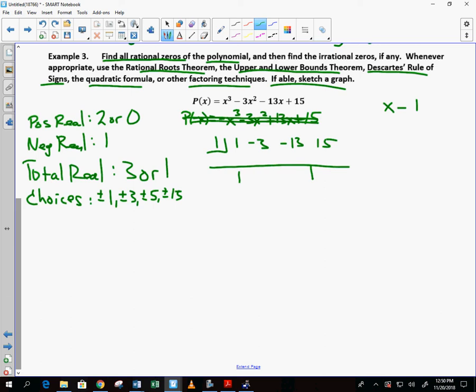Drop the 1. Multiply, add, multiply, add, multiply, add. I come up with x squared minus 2x minus 15. Does that factor? It does. To what?